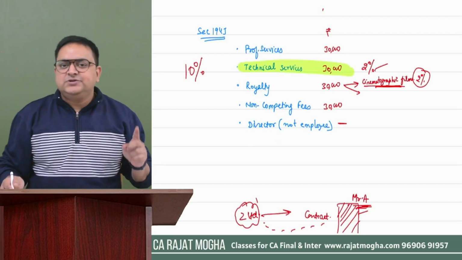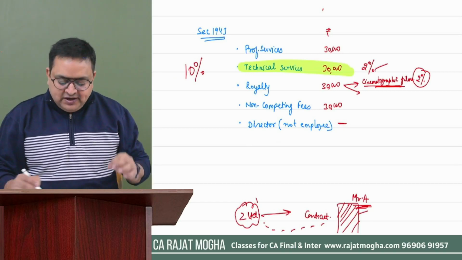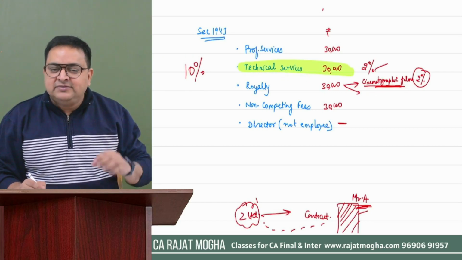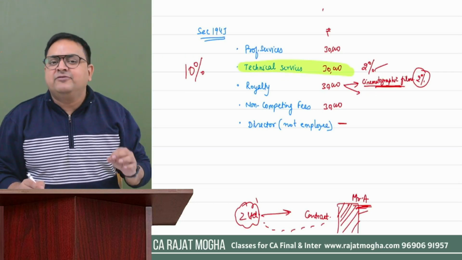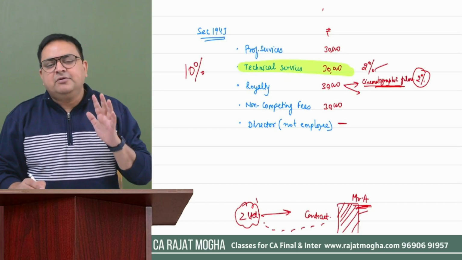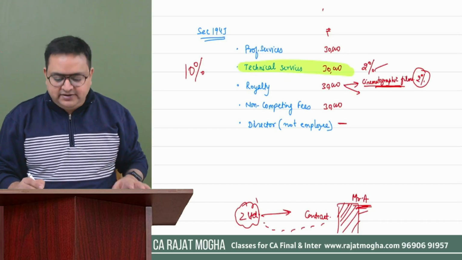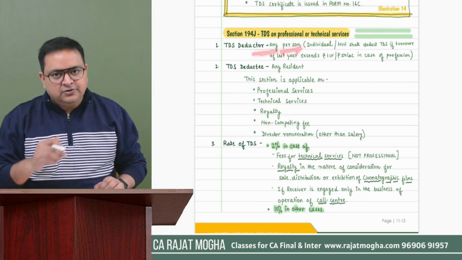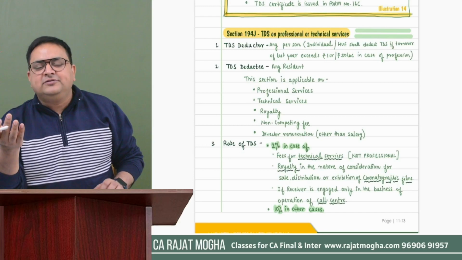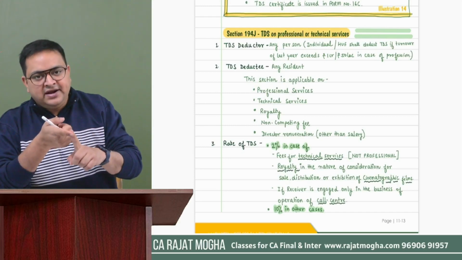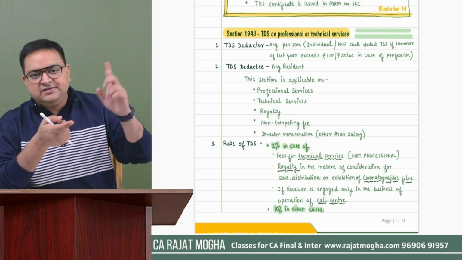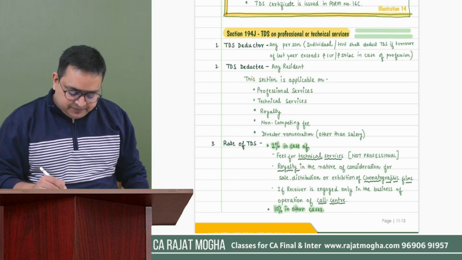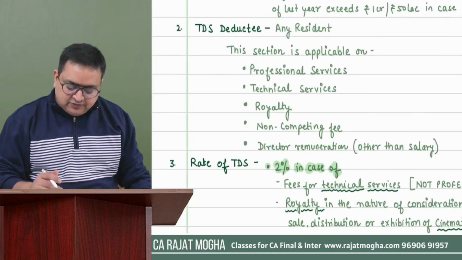In 194J, there is a rate of 2% in case you are paying for technical services. Royalty in case of cinematographic films, other royalty 10%. Only for cinematographic films it is 2%. And in case the person is engaged in the business of call centers. See, the TDS deductor can be any person who is paying the amount. If this person is an individual or HUF, then we will see the turnover of the last year, that you understand. The TDS deductee could be any person. And for which type of services are we paying the amount?